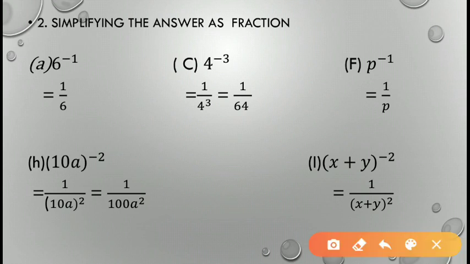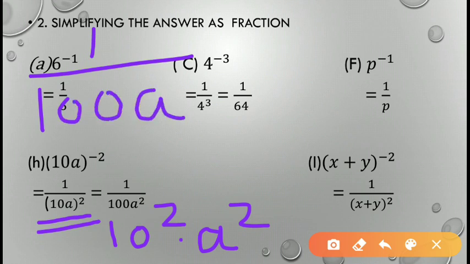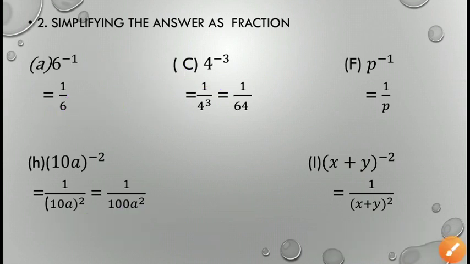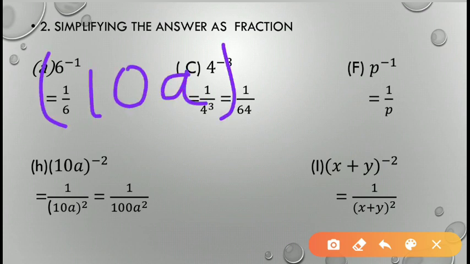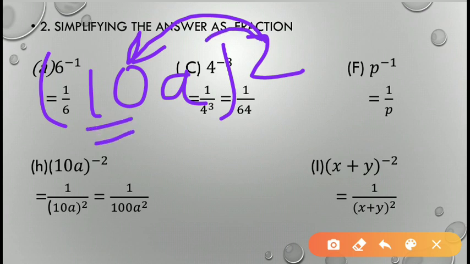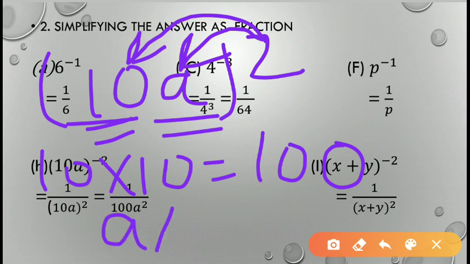So in the same way, here 1 upon 10a whole square means first of all you do 10 square and then you do a square. 10 square will give you 100, means 10 into 10, and a square will be as it is a square. So this is your answer. If it is written 10a whole square, this 10 will also be squared and this a will also be squared. When this 10 is squared, 10 into 10, it will give you 100, and when this a is squared, a into a, it will give you a square.